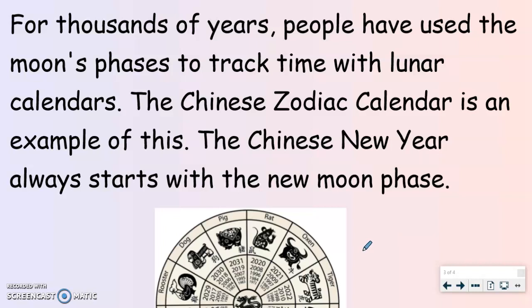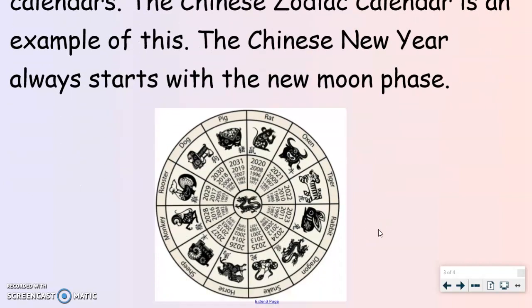So for thousands of years, people have used the moon's phases to track time with lunar calendars. And there's actually some cultures today that still use a lunar calendar. For example, the Chinese zodiac, it's also called the Chinese lunar calendar. The Chinese New Year, if you ever notice, it doesn't always start on the same day of our calendar year, and that's because it's a lunar calendar. So it always starts with a new moon phase, and because that does not necessarily line up with our calendar, it can be a different day.